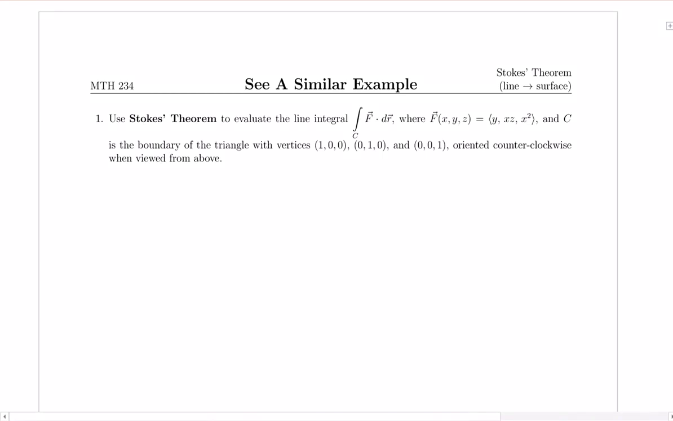In this video, we will use Stokes Theorem to evaluate a line integral. So we're given the line integral of this vector field F over the curve C, which we're told is the boundary of the triangle with vertices (1, 0, 0), (0, 1, 0), and (0, 0, 1). So we have this triangle, and we're told it's oriented counterclockwise if we look at it from above like this.